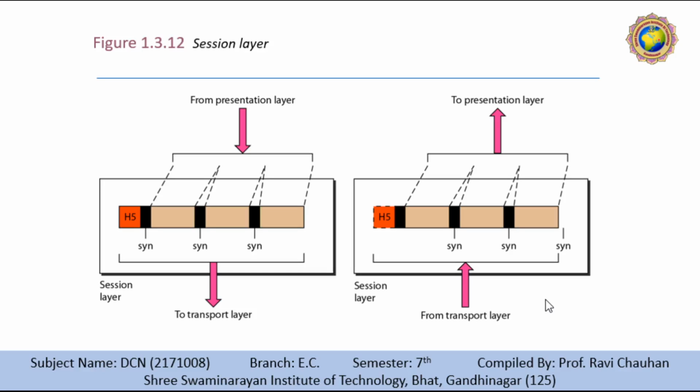A figure illustrates the relationship of the session layer to the transport layer and the presentation layer. Data comes from the presentation layer, forms a particular synchronization at the session layer, and is then given to the transport layer at the transmitting side. At the receiving side, the reverse procedure takes place. The red block shows the header, and it is a synchronization point, as I already discussed. Fine, let's go ahead.